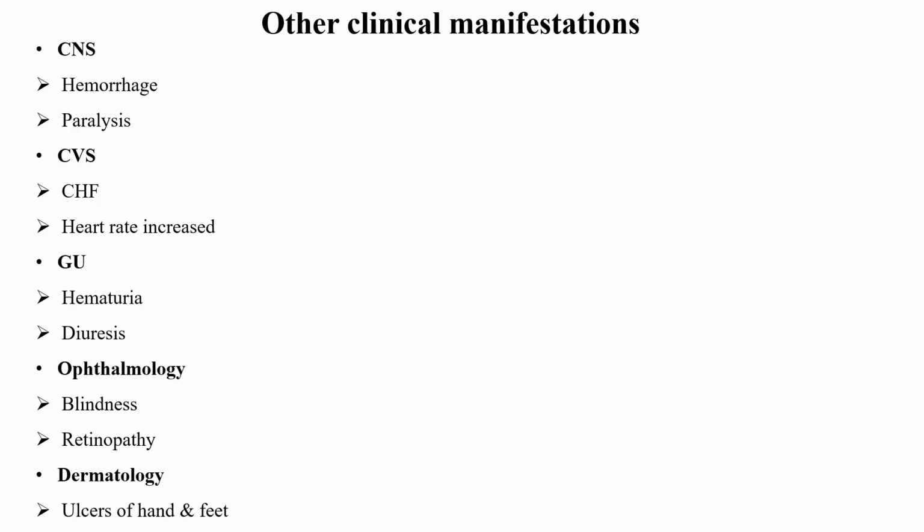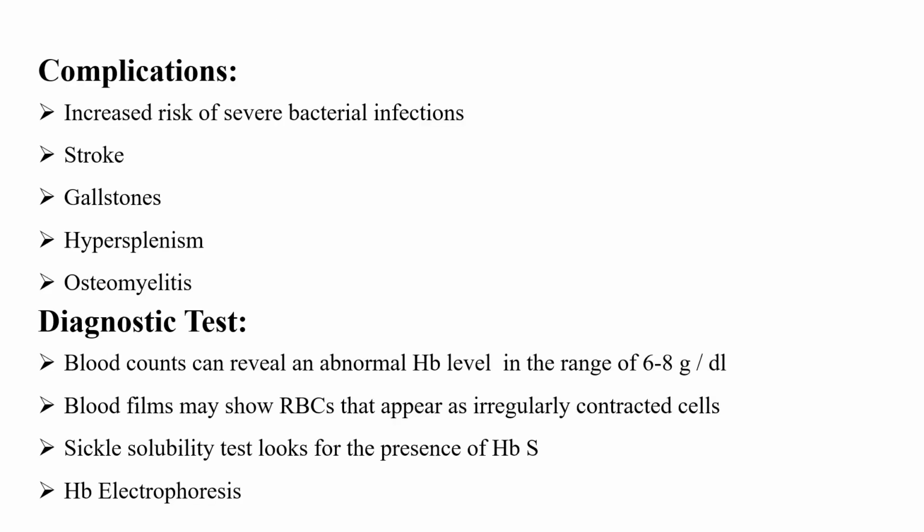Complications of sickle cell disease include increased risk of severe bacterial infections, stroke, gallstones, hypersplenism, and osteomyelitis. The diagnostic tests for sickle cell disease include blood counts, which can reveal abnormal Hb levels in the range of 6 to 8 grams per dl, and blood films may show RBCs that appear as irregularly contracted cells. The sickle solubility test looks for the presence of HbS, and Hb electrophoresis can also be performed.